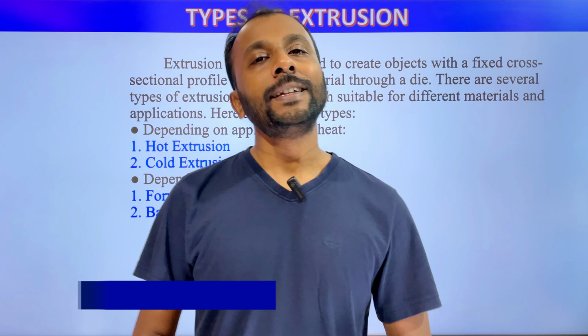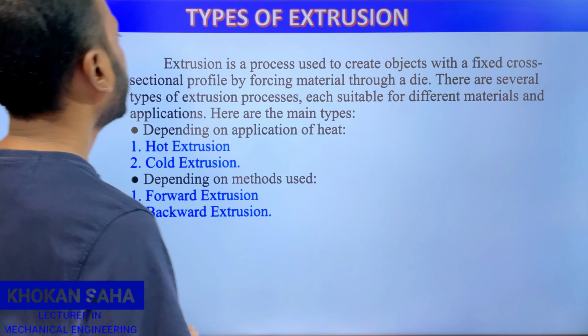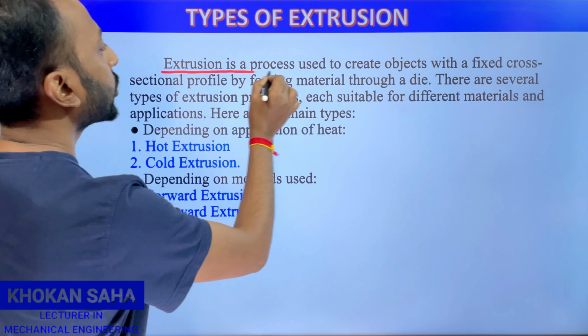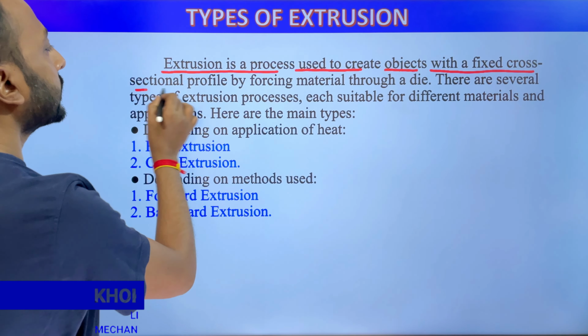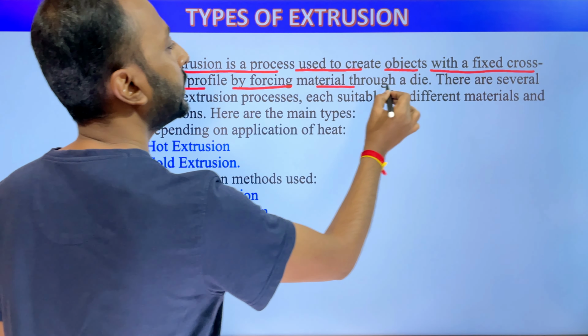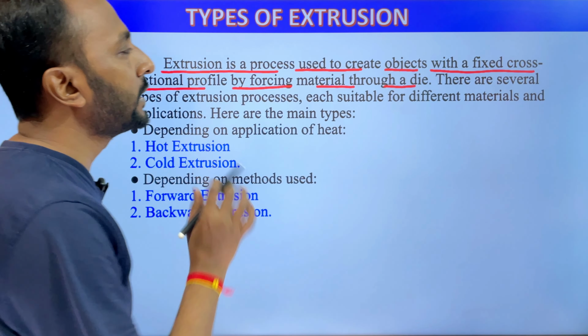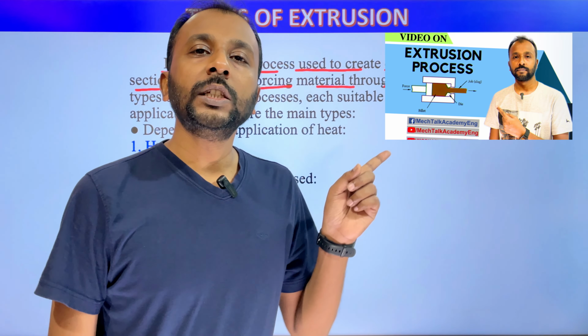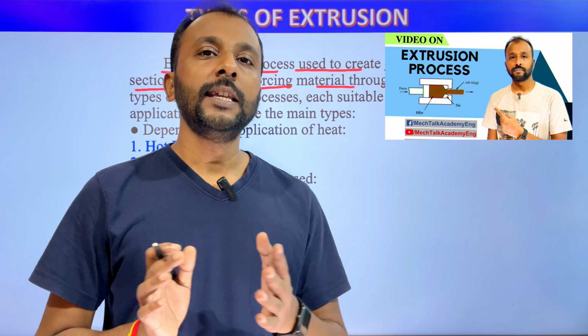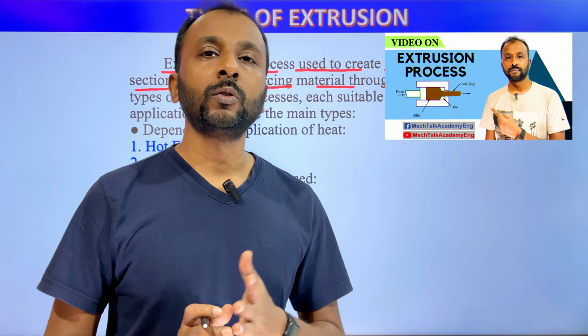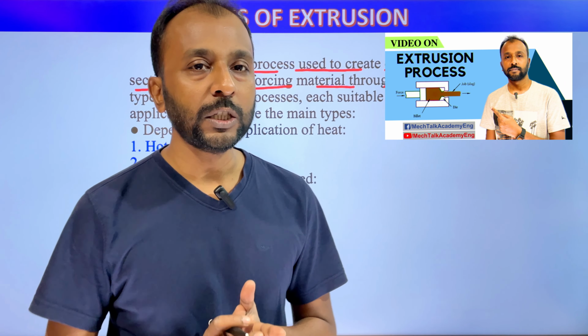Let's first know what is extrusion process. So extrusion is a process used to create objects with a fixed cross-sectional profile by forcing material through a die. So this is extrusion process. In this video, I have discussed in detail about extrusion process. If you want to know more about what is extrusion process, then must watch this video.